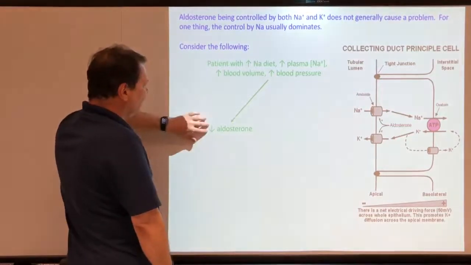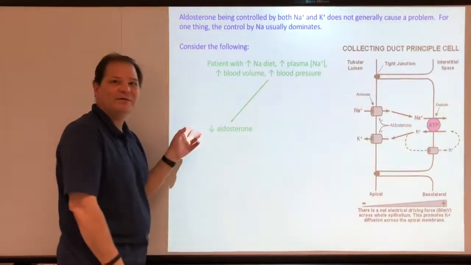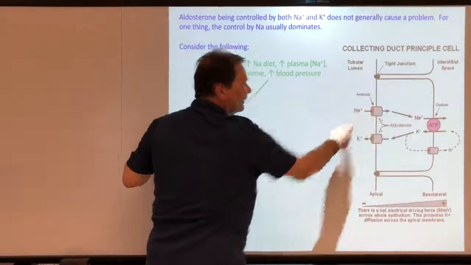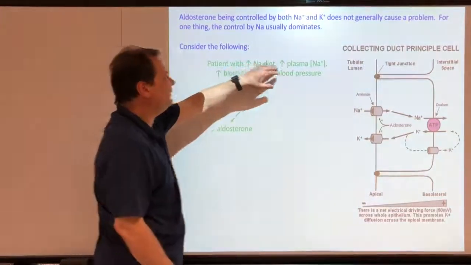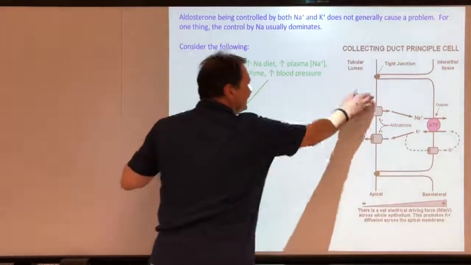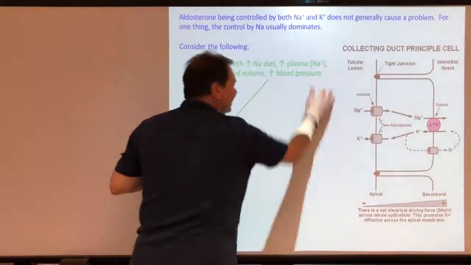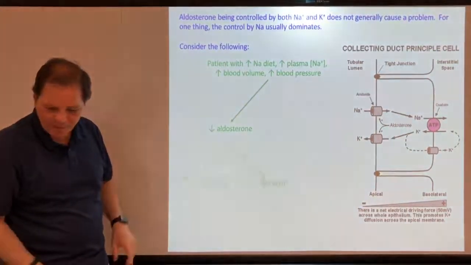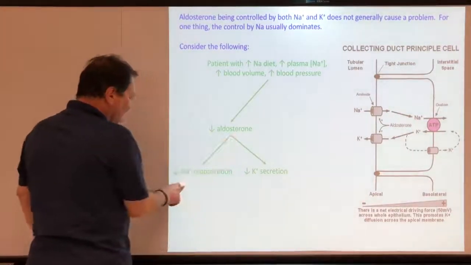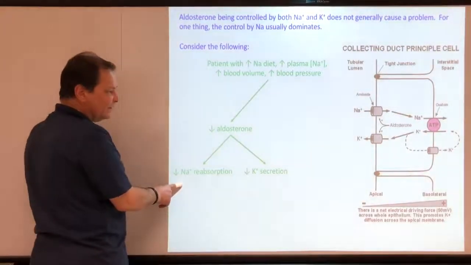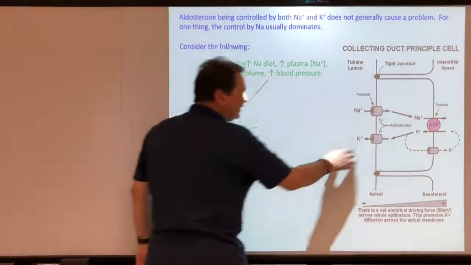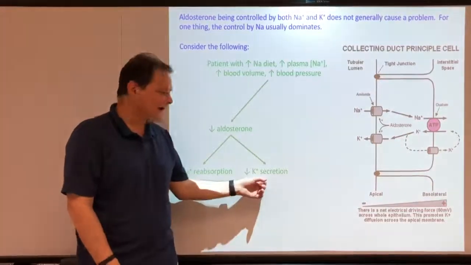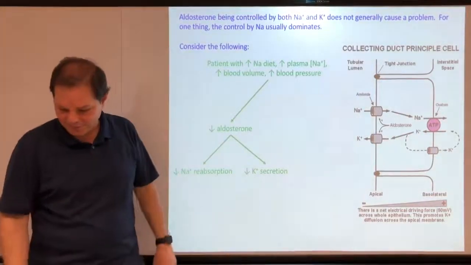You actually get a decrease in aldosterone, okay? Because what you want to do is decrease sodium reabsorption. You've got a high sodium diet, high sodium in the plasma. You want to decrease sodium reabsorption. You want to excrete more, so you drop your aldosterone, okay? Well, if you drop your aldosterone, you decrease sodium reabsorption. That's what you want, but you will also decrease potassium secretion because these channels are shut down, okay? So this is a side effect, and you might go, uh-oh, well, that's a problem.